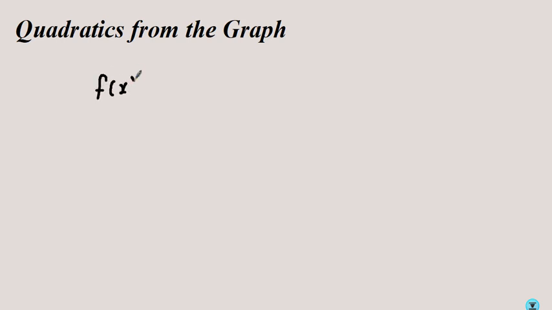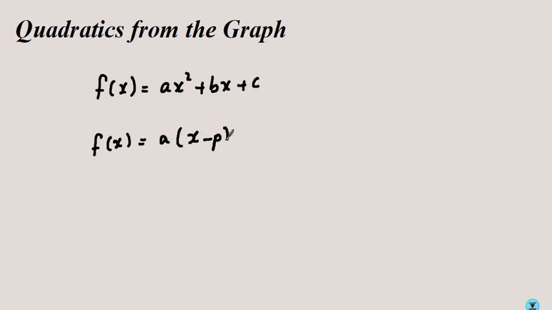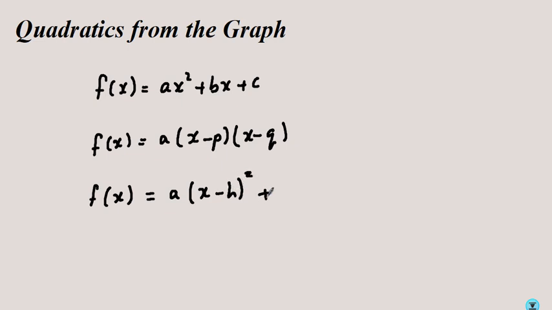You can have f of x equals ax squared plus bx plus c, and this is the general form. You can have it written as a times x minus p times x minus q, which is the factorized form, and of course this implies that the quadratic is factorizable. And the third form is the vertex form, a times x minus h all squared plus k.